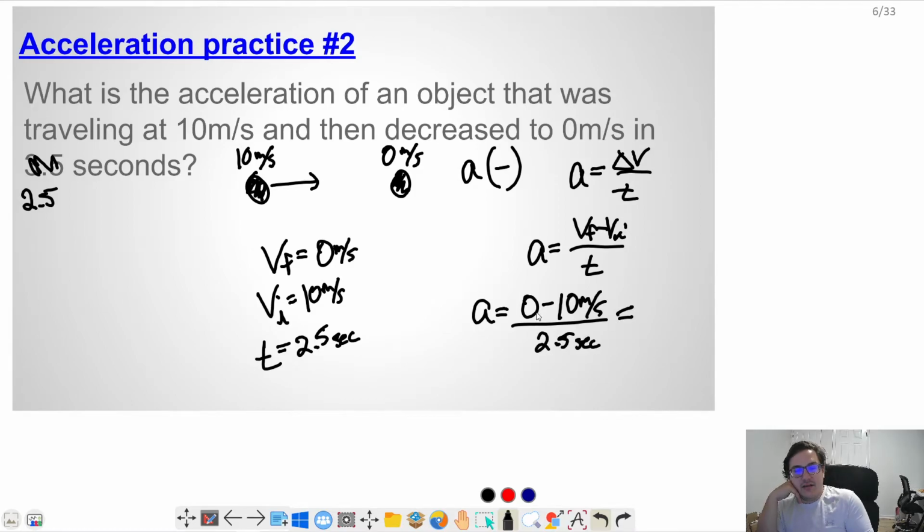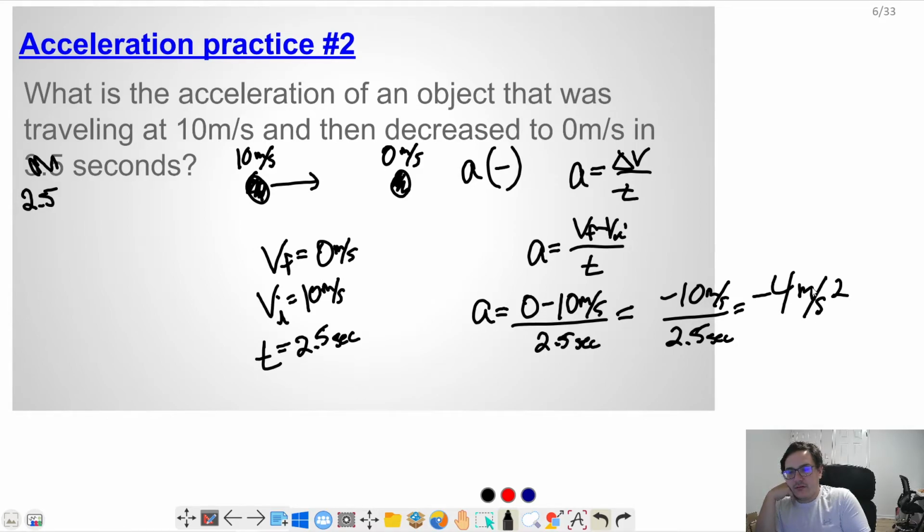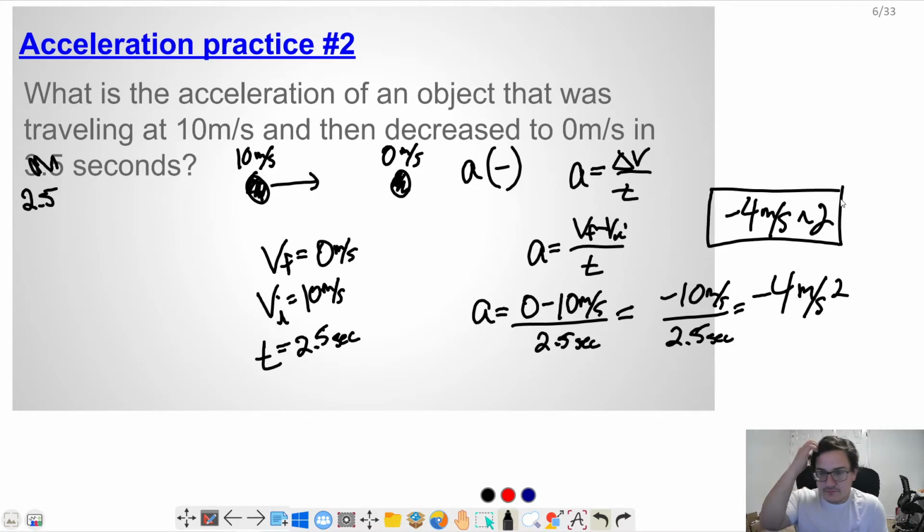There is where our negative appears from. So 0 minus 10 is negative 10 all over 2.5. Negative 10 divided by 2.5 is going to be negative 4 meters per second squared, or negative 4 meters per second caret 2 if this was a homework question. Okay? Does this make sense? Yes, our object was going to the right and slowed down. Okay.